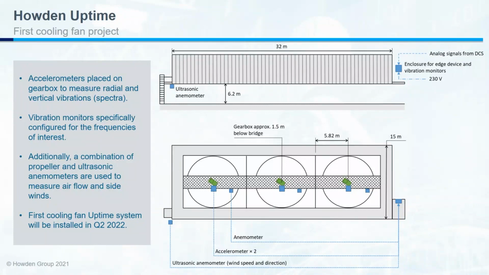And finally, side winds at the ACC will be measured using an ultrasonic anemometer, which can measure fast enough to detect wind gusts, which is again important, as wind is a huge factor on vibrations within cooling fans, especially in ACCs.